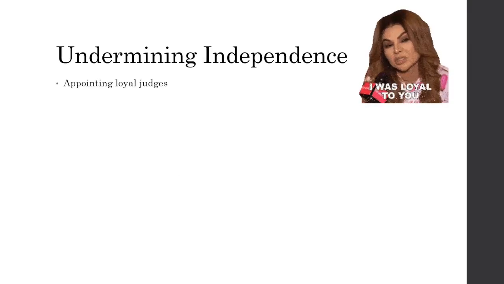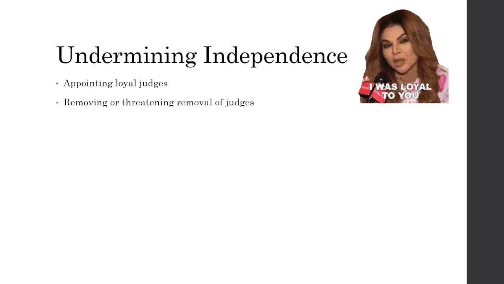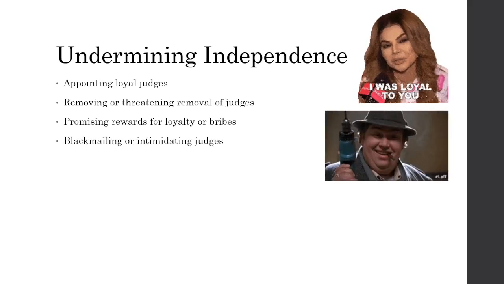Now, what can undermine independence and take it away? So, appointing very loyal judges who have a set agenda to follow, particularly if there's no term limits. Removing or threatening the removal of judges if they don't act in a certain way. Promising royalty for loyalty, or bribes, blackmailing or intimidating judges. This is where drug cartels come into play. Refusing to implement or ignore judicial decisions.